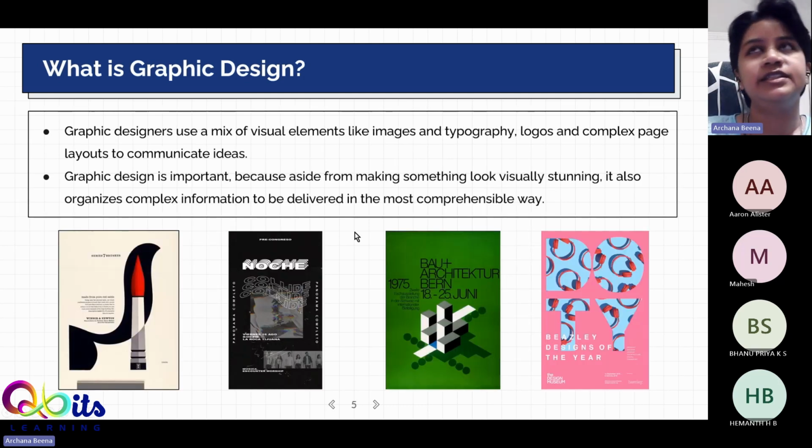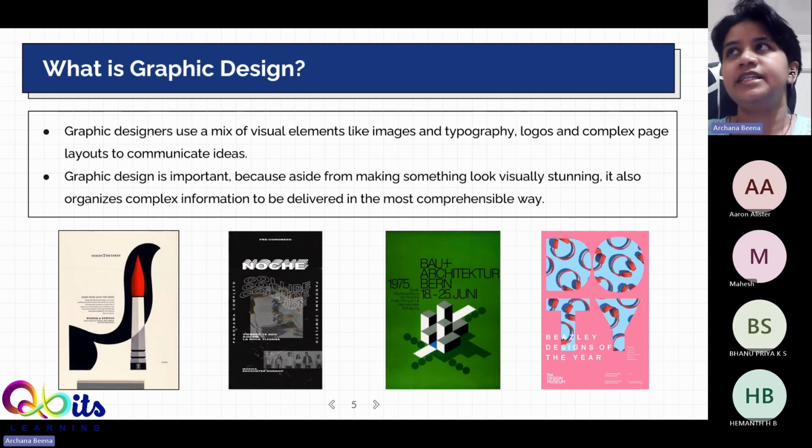So what do graphic designers actually do? We use a mix of visual elements like images, typography, logos, and complex page layouts to communicate ideas. So there is no one right way to do things in graphic design. That is similar to art. There are multiple ways where you can achieve the same result.